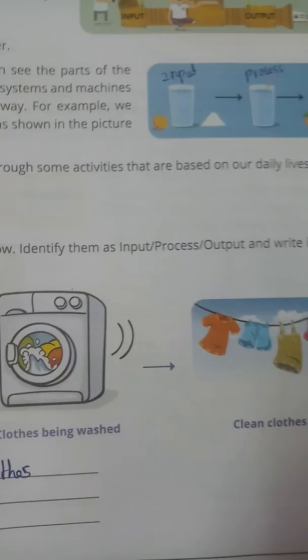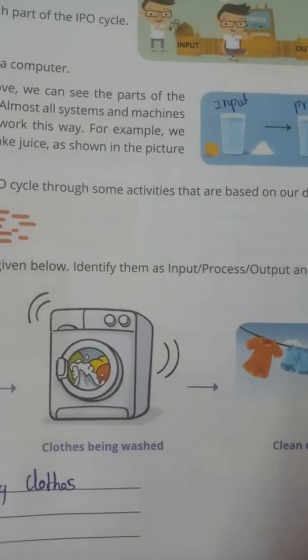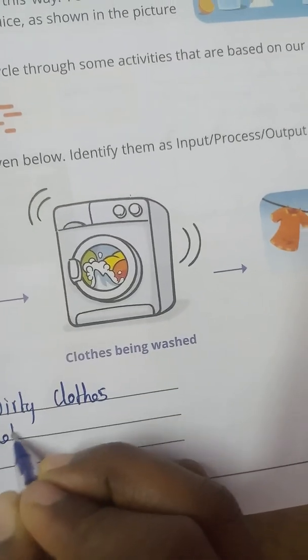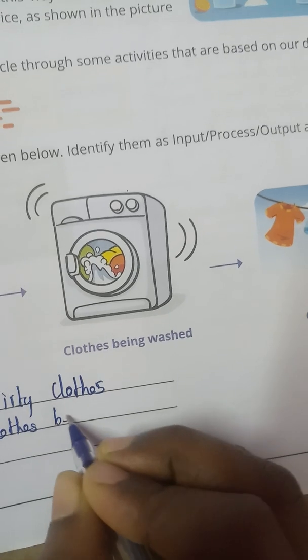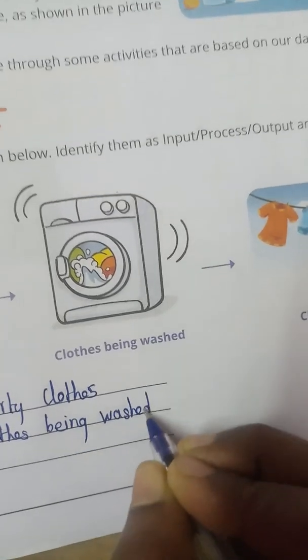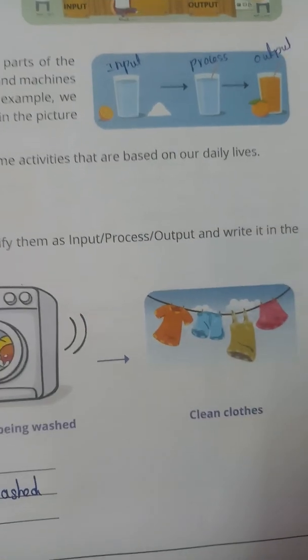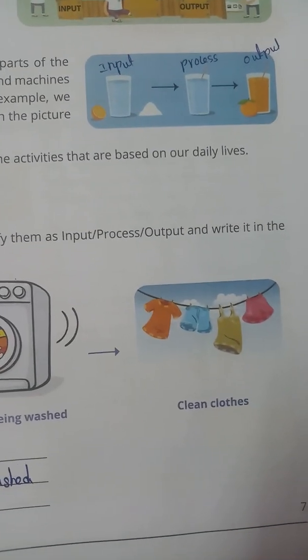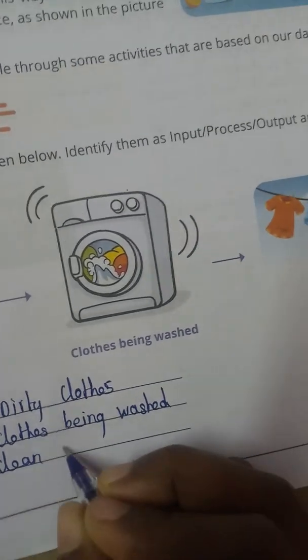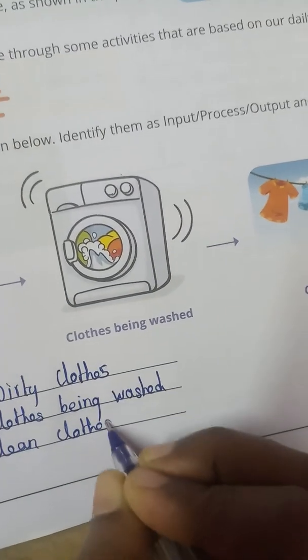Choose anyone. What is the process here? Yes, clothes being washed. And then what was the output? We all know that it is the clean clothes. Clean clothes is the output. Okay.